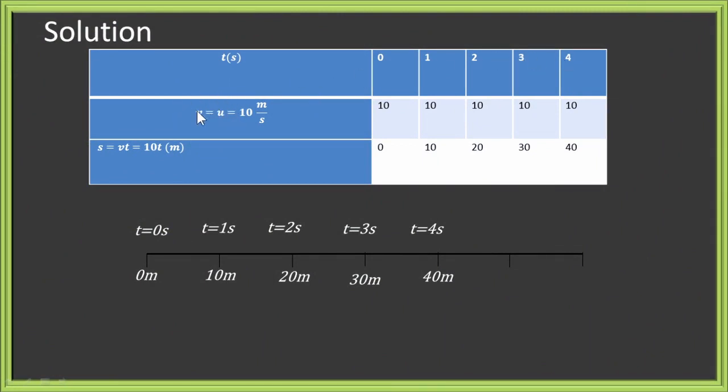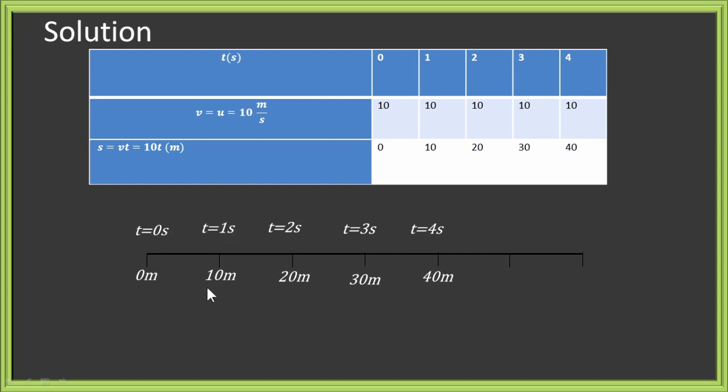The final and initial speed are equal because the speed is constant, 10 meters per second. So at 0 it is 10, at 1 it is 10, at 2 it is 10, at 3 it is 10. Why? Because the speed is constant. If speed is constant, we know that distance is speed times time. It is 10 times t because the speed is 10. 10 times 0, 0. 10 times 1, 10. 10 times 2, 20. 10 times 3, 30. 10 times 4, 40. Therefore, at 0 seconds, the distance moved is 0 meters.